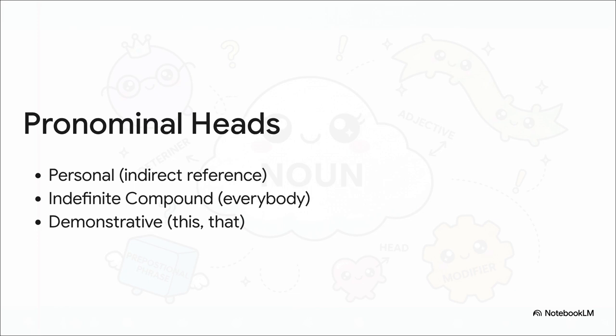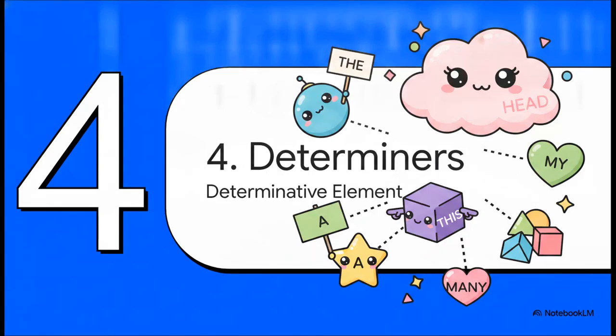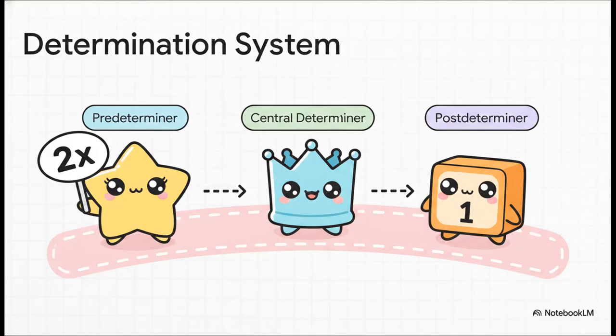What is absolutely crucial for your C2 students to grasp is how these demonstratives navigate discourse cohesion. They can point backward in the text, which is anaphoric reference, or they can point forward to anticipate upcoming information, which is cataphoric reference. Shifting gears a bit, let's look at Section 4, the determinative element. So, rather than looking at the core head, let's look at how we restrict it.